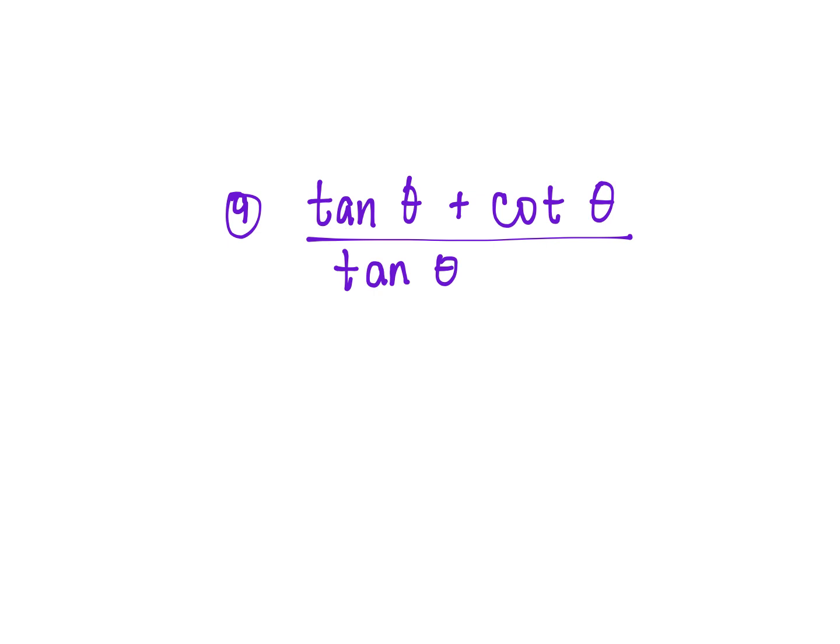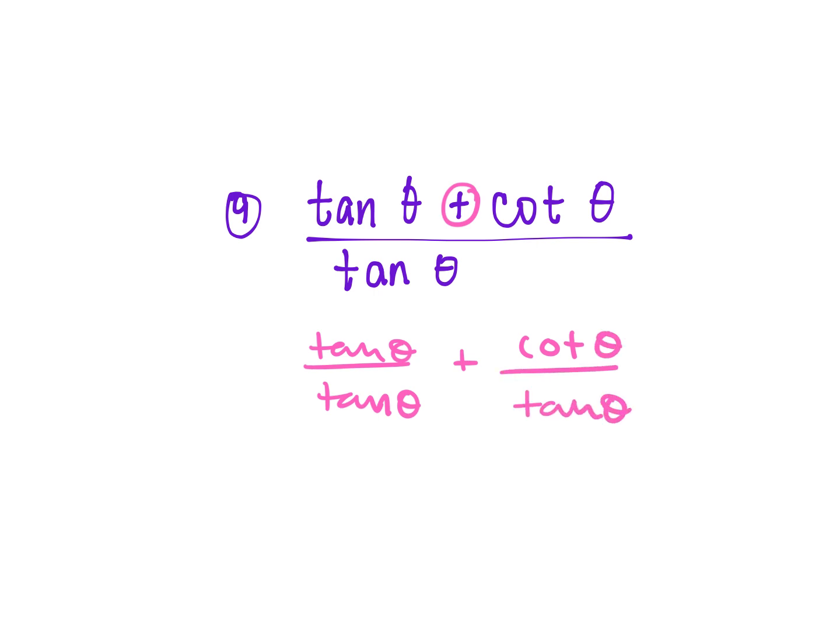So I'm going to split this up into two fractions. So when I split it up, when I'm adding, the denominator stays the same. So this would be tangent of theta over tangent theta plus cotangent theta over tangent theta. If I were to add these two together, I would end up with the original question. So you can always check your work by going back a step. Did I break that apart correctly? When you're adding, the denominator stays the same. So if you split it apart with addition, the denominator stays the same.